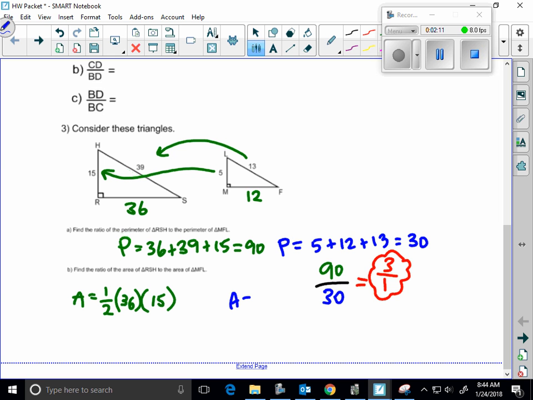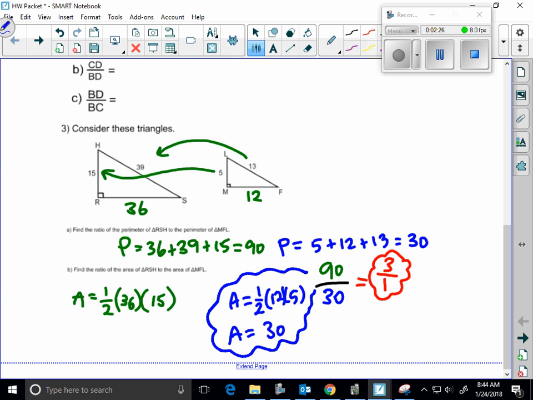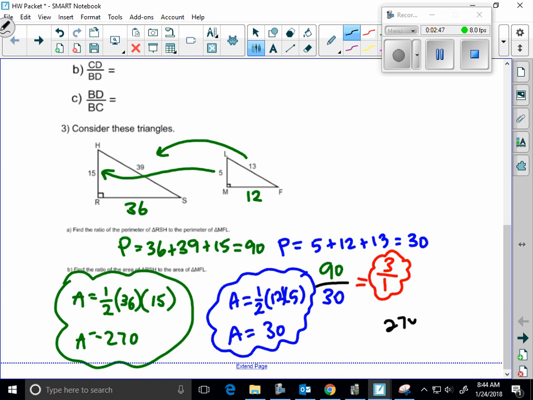And then the area of the smaller triangle would be 1/2 times 12 times 5. It is coincidental that the area and the perimeter of the second triangle is the same. That's a coincidence. Don't be fooled. Is this one 270? Okay, perfect. So the area ratio, instead of 3 to 1, would now be 270 over 30, which is 9 to 1. Cool.